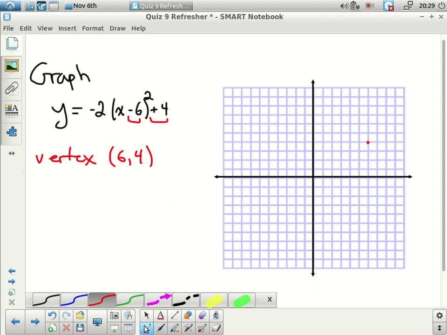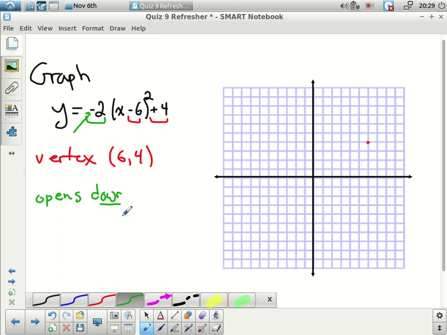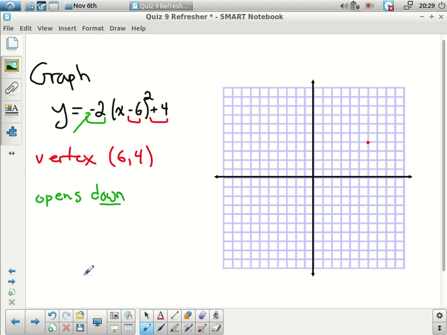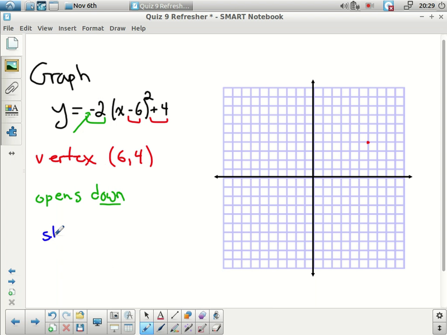Okay, the other key piece of information to pull out of here comes from here. Actually, we get two things from here. One, the fact that it's negative means that it opens which direction? Yes, it opens down because it starts with a negative. If it was positive out front, it would be opening up. And then what does the 2 do for me? Well, the 2 helps with the step pattern.